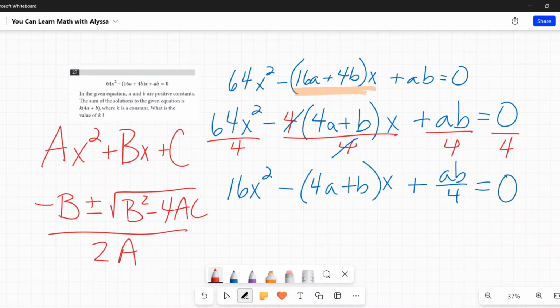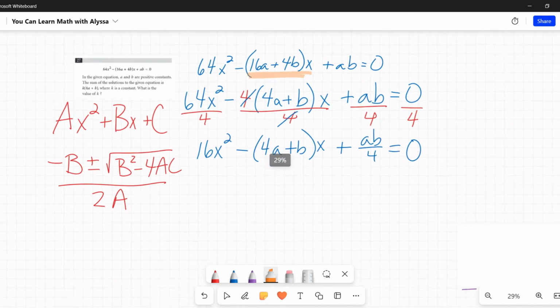Now, that plus or minus represents the two answers. So one solution to any quadratic equation would be negative b plus square root of b squared minus 4ac all over 2a. And the other would be negative b minus square root of b squared minus 4ac all over 2a. So our goal, remember, is the sum of the solutions, adding them together.